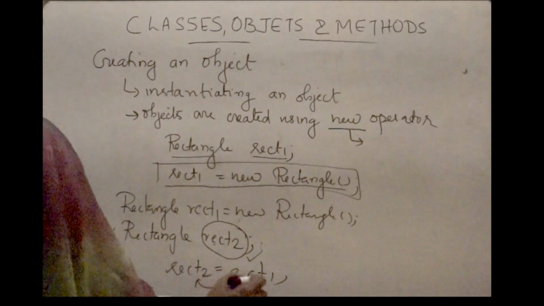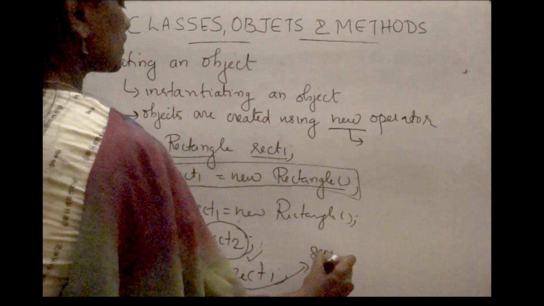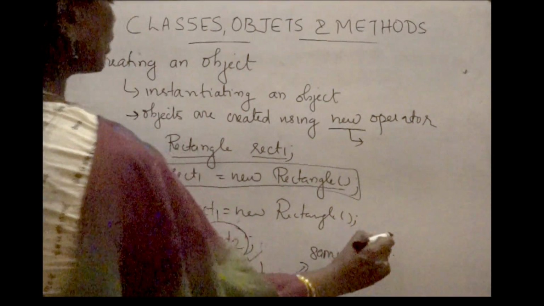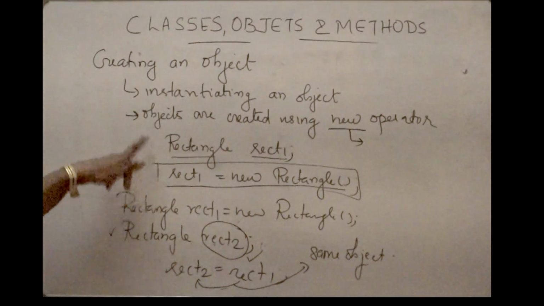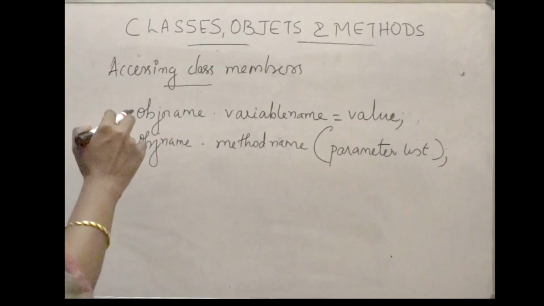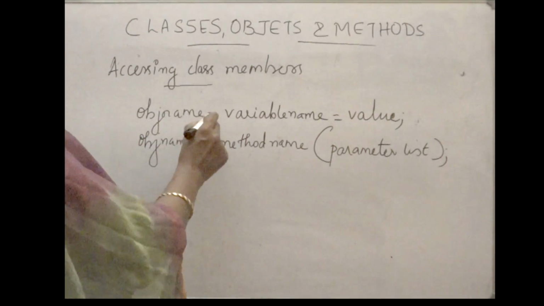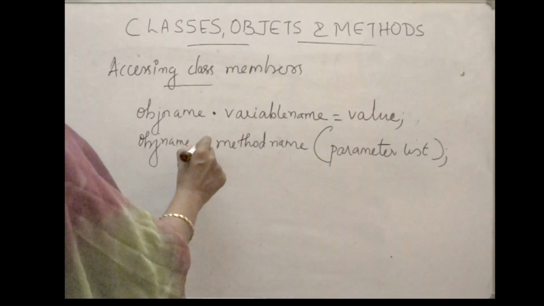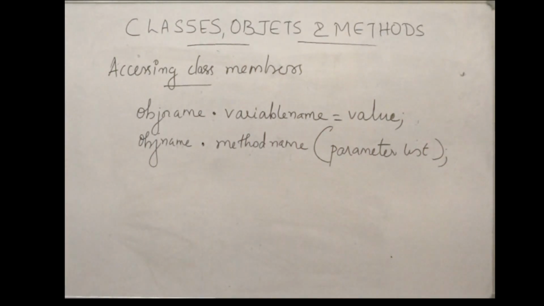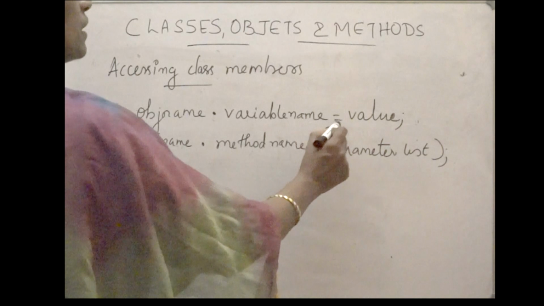Now rect2 also refers to the same object. അപ്പൊ സെയിം ഒബ്ജക്റ്റിലേക്ക് തന്നെയുള്ള ഒരു റെഫറൻസ് ആയിരിക്കും rect2. Okay, so this is a syntax for creating an object in Java. Now accessing class members. So how can you access class members? Class members include both variables and methods in the class. So naturally it's an object oriented language, so using the object name we can access both variables and methods defined inside the class. So object name dot operator or period operator is used to access both variables and methods in Java. Dot variable name equal to value.